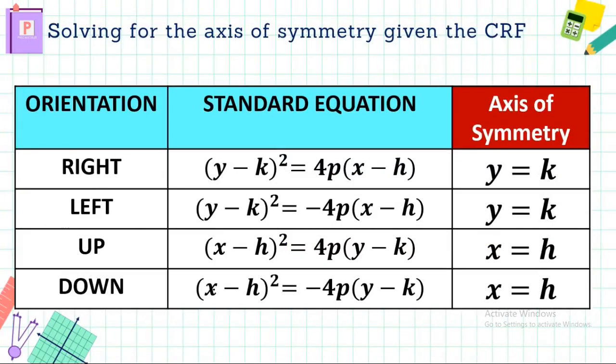Let's now have the equation for the axis of symmetry. Notice that it is almost the same as the formula for the directrix, but this time it will just be y equals k or x equals h. Now, if it is a parabola that opens to the right or to the left, the axis of symmetry obviously will be a horizontal line. That's why the variable that is used is y. Meanwhile, if the parabola opens upward or downward, the axis of symmetry will always be a vertical line. That's why the variable used here is x.